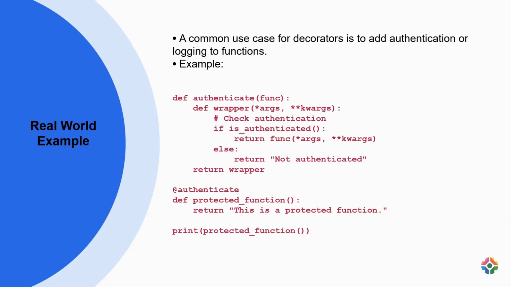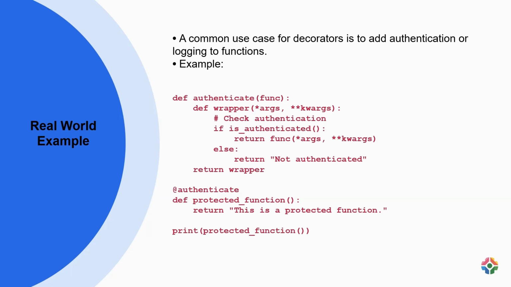If the user is authenticated, the protected function is executed. Otherwise, a message stating "not authenticated" is returned. This allows developers to easily add authentication checks to multiple functions by simply decorating them with the authenticate decorator. It helps in keeping the authentication logic centralized and promotes code reusability.